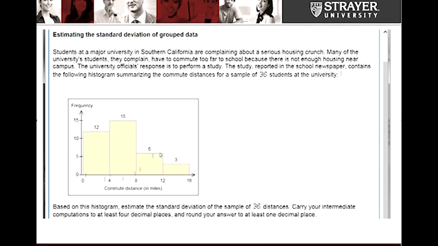And you can see we have 15 of those. So 6 people travel between 8 and 12 miles. 3 people travel between 12 and 16 miles. So now the question is, estimate the standard deviation of the sample of 36 distances.